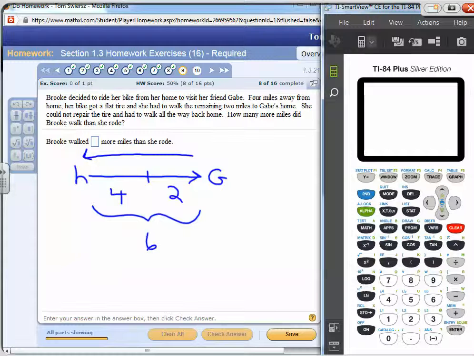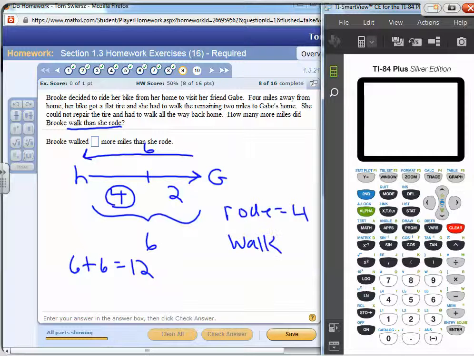How many more miles did Brooke walk than she rode? Okay, now be careful. So altogether, she went 6 miles one way, 6 miles the other way, so 6 plus 6 is equal to 12, right? So she went 12 miles altogether. She rode for 4 miles, right? And she walked 2 to Gab's, and then all the way 6 back, so 2 plus 6 is 8.